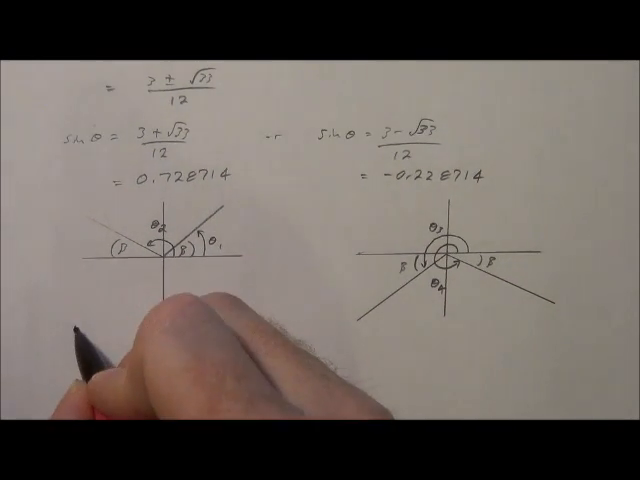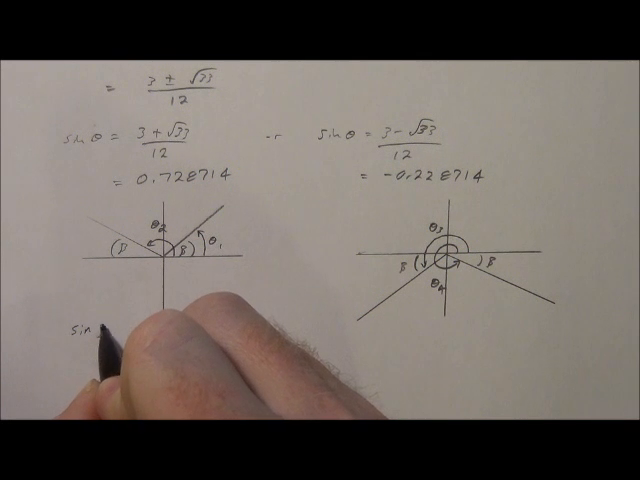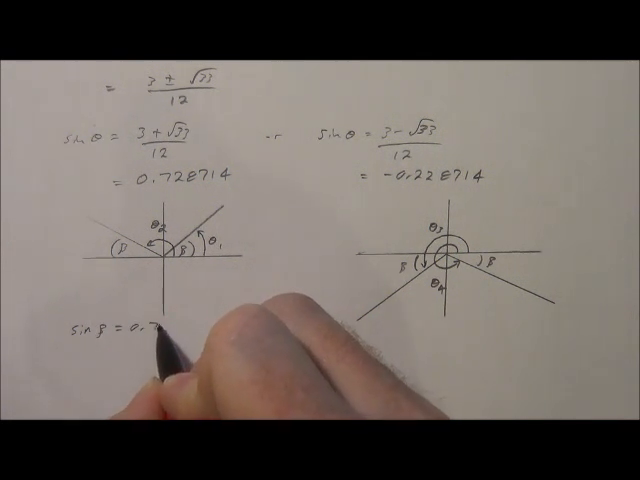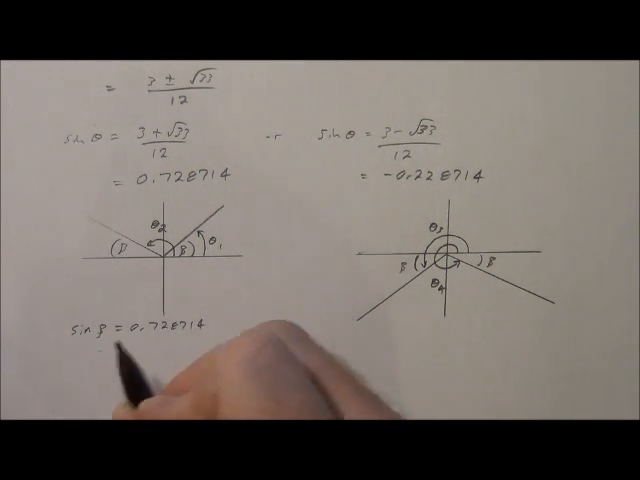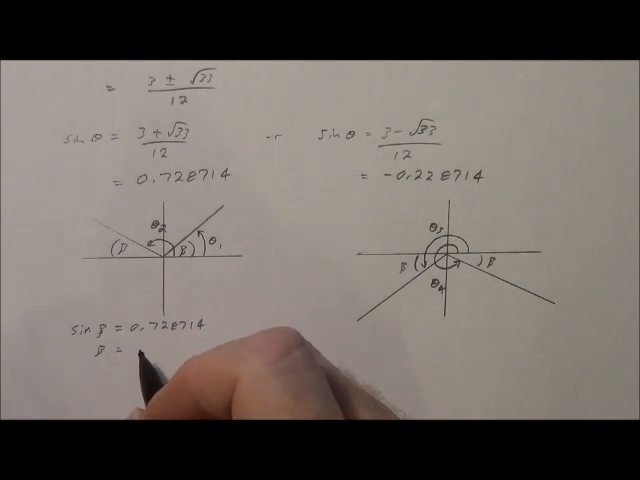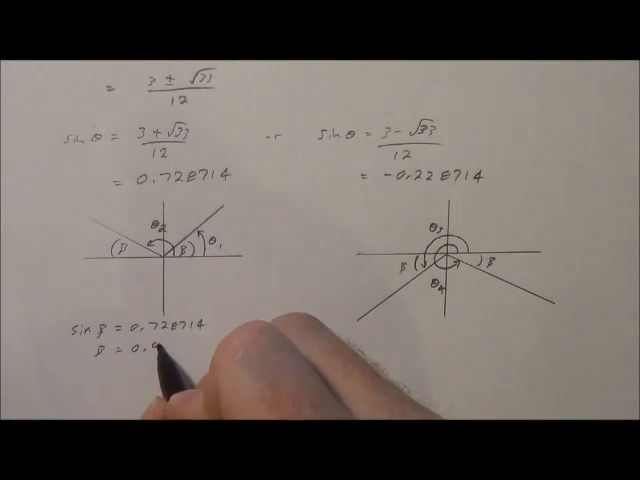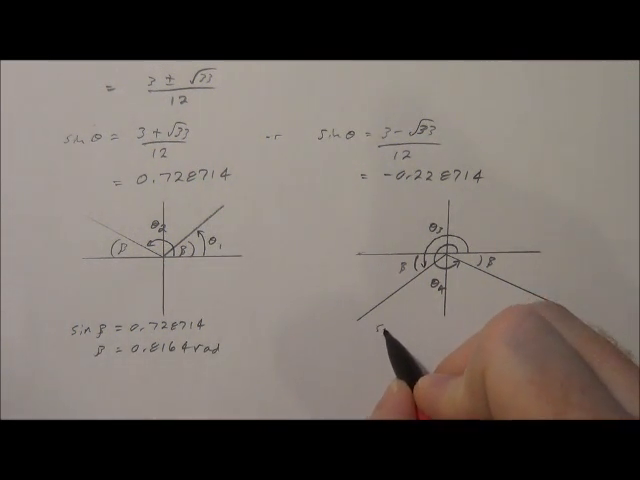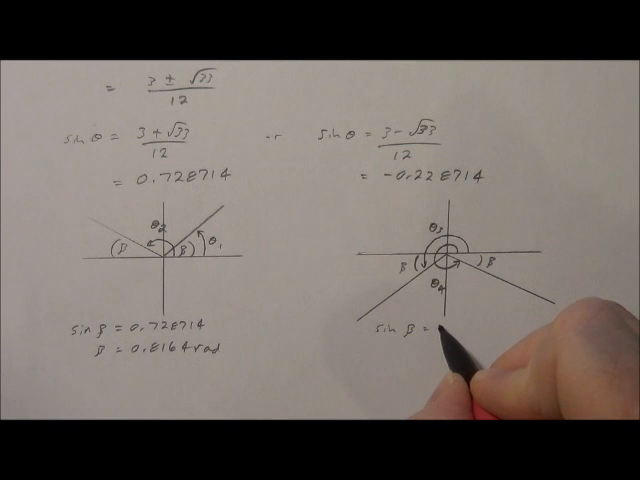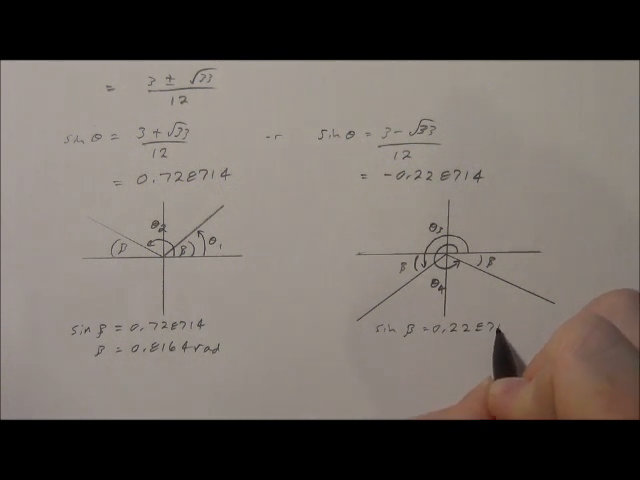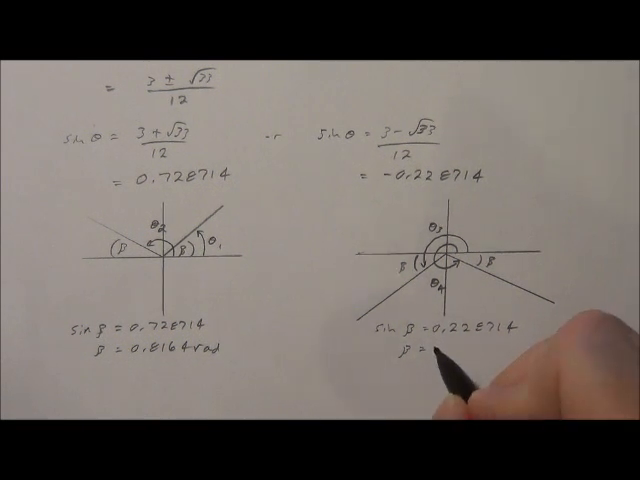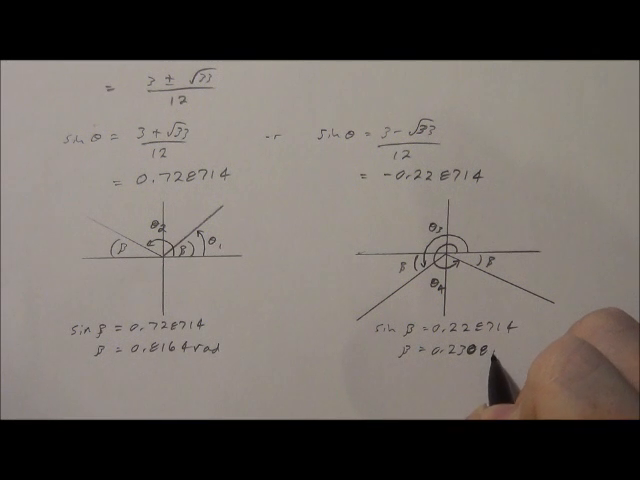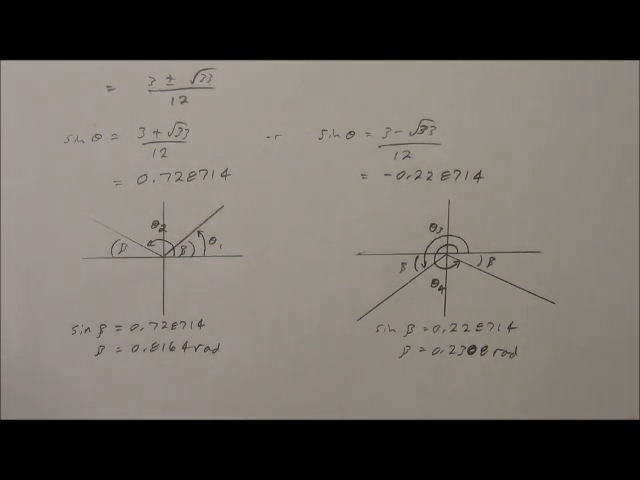Okay, then sine of beta is 0.728714. So beta is 0.8164 radians. Over here, sine of beta is 0.228714. So the actual beta angle, when you do the inverse sine, is 0.2308 radians.